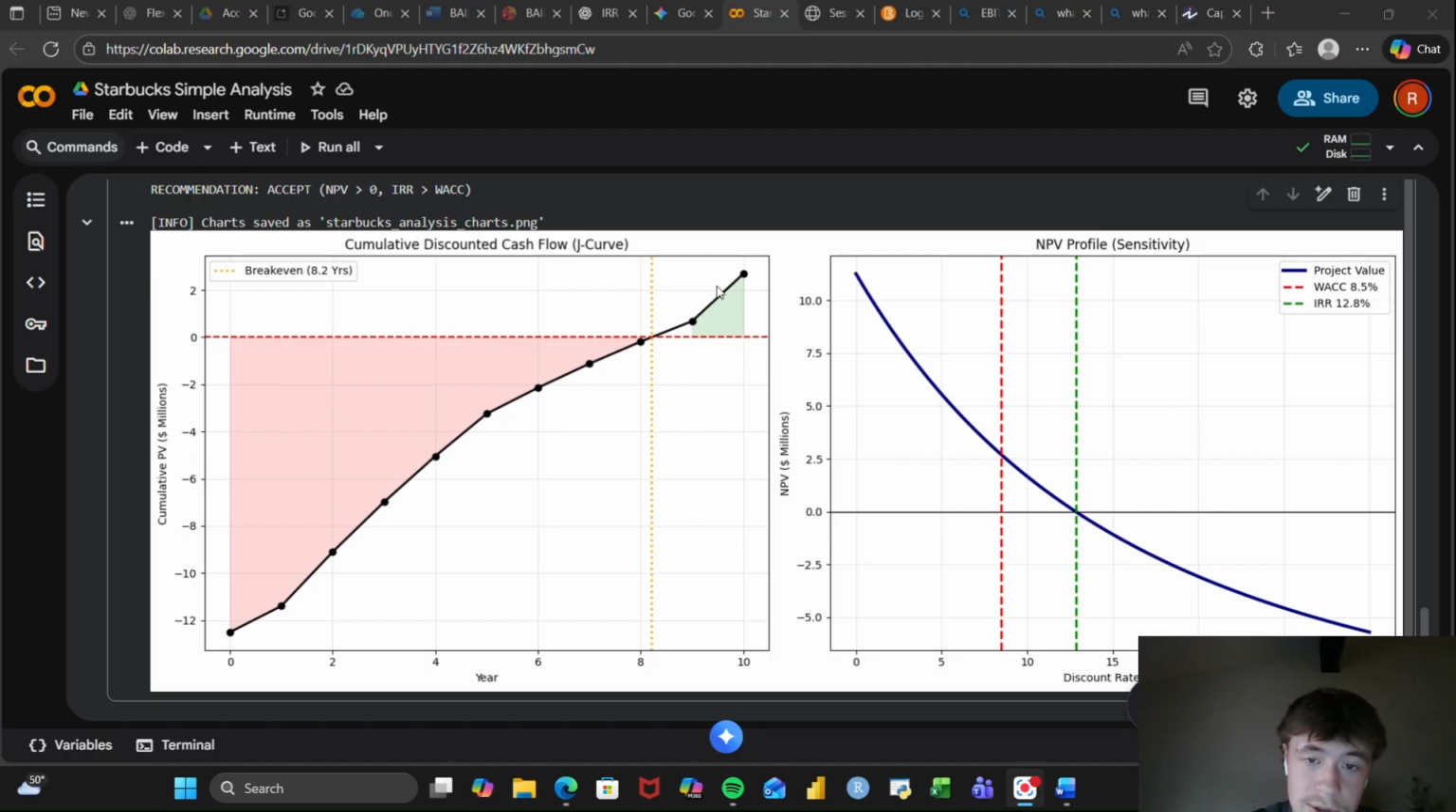And you can see those margins start increasing and we start making money after 8.2 years, and then we stop at 10 years because they're only operating for 10 years, and then we would be left with almost $2.7 million in profit. So that is why we would accept it.